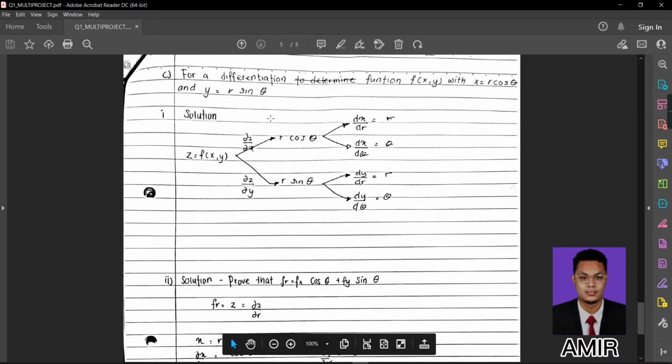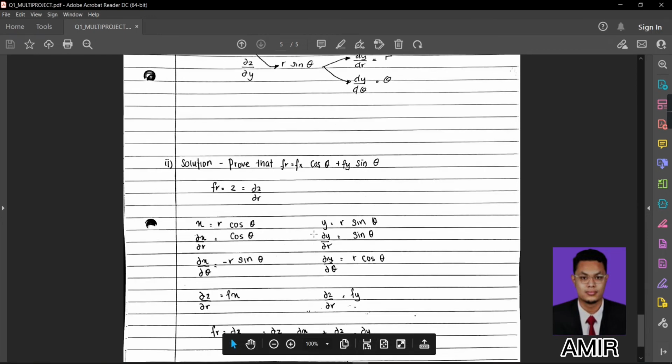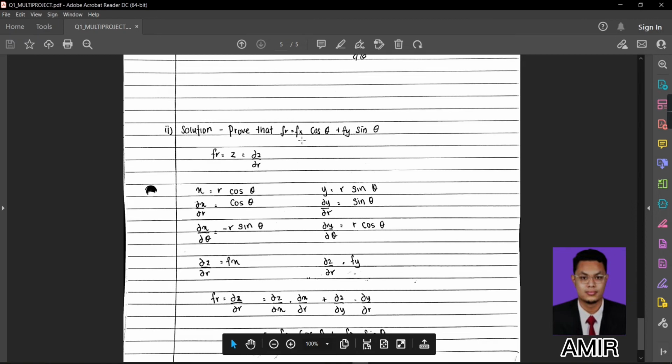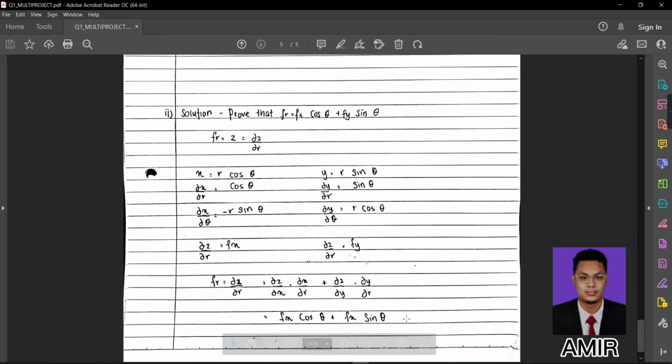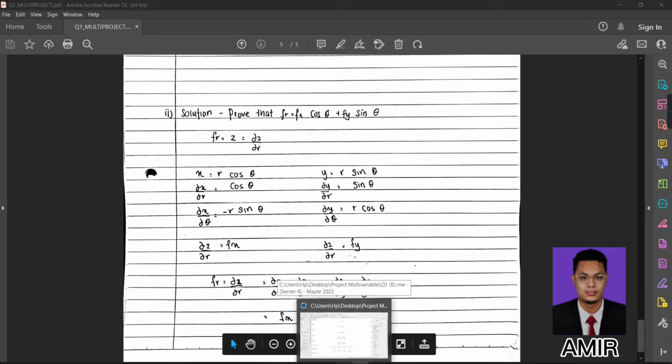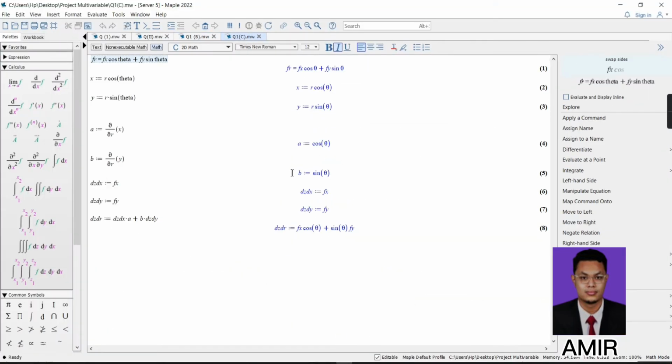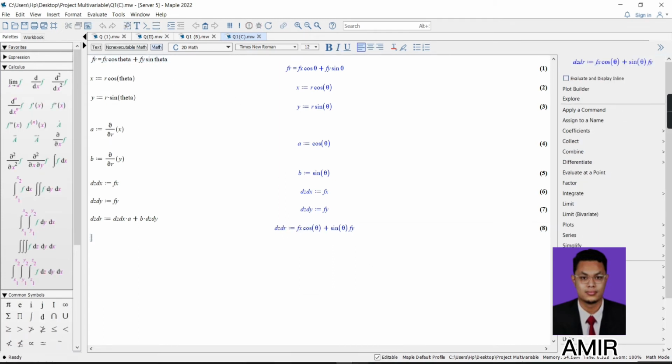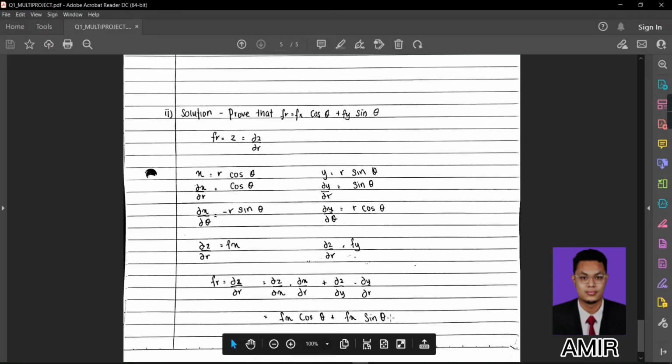So the last one is C, the differentiation determinant of x. The solution needs to draw the image of the solution like this, and the last one is to prove f x cos theta plus f y sin theta. This is the solution, and last one the simulation, we'll get this. So the final answer is the same as the manual calculation.